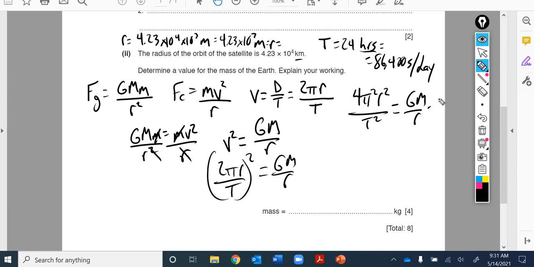If I multiply both sides by r over G, then I get the mass equal to, right? Cancel out those G's, cancel out r, so m all by itself equals 4 pi squared, r squared times r is r cubed, over G t squared. R cubed over t squared.